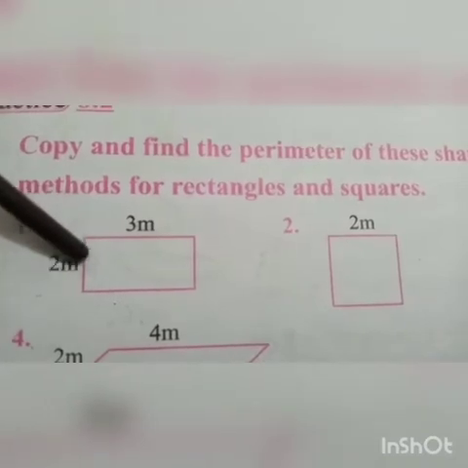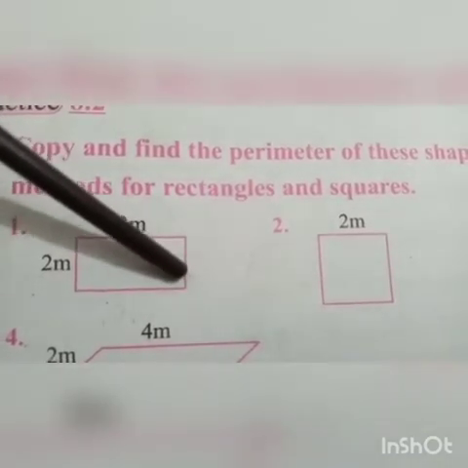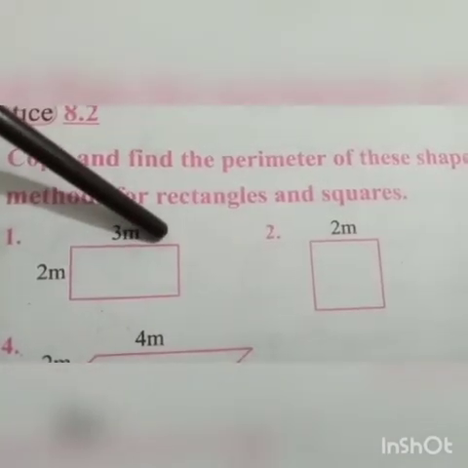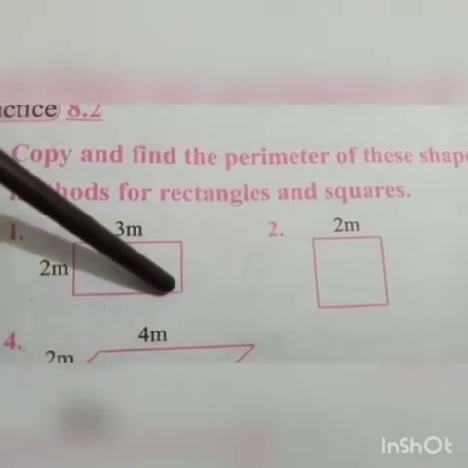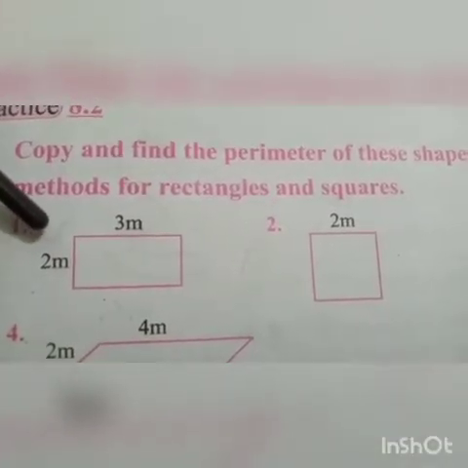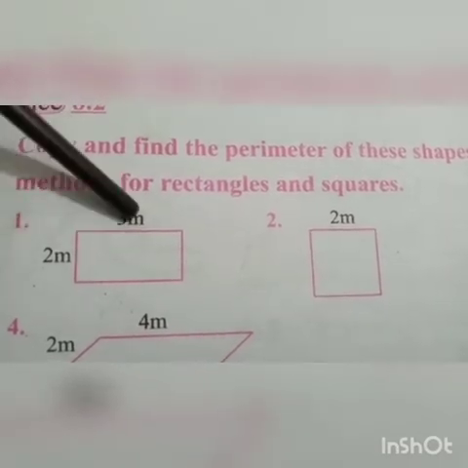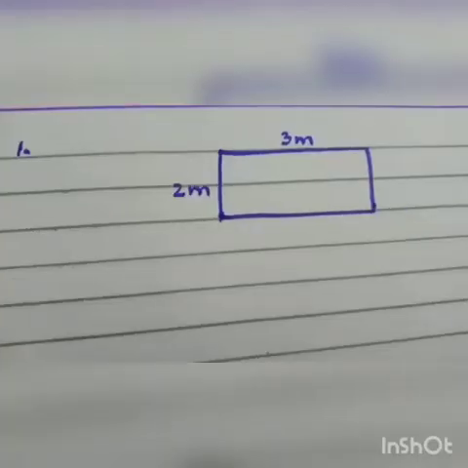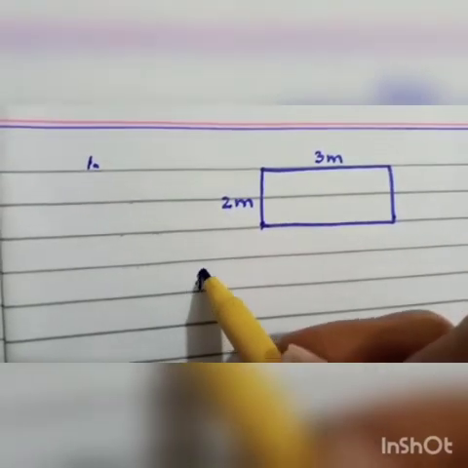It means that if this side is of measure 2 meter, then the opposite side of this figure will be 2 meter. And if the length of this side is 3 meter, then the length of this side is also 3 meter. Now we will find the perimeter of these shapes by two methods. First we will add all the lengths of this figure, and second we will apply the formula. First we will add the measures of each length.